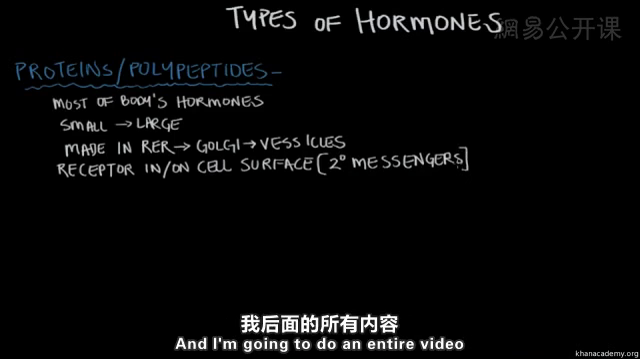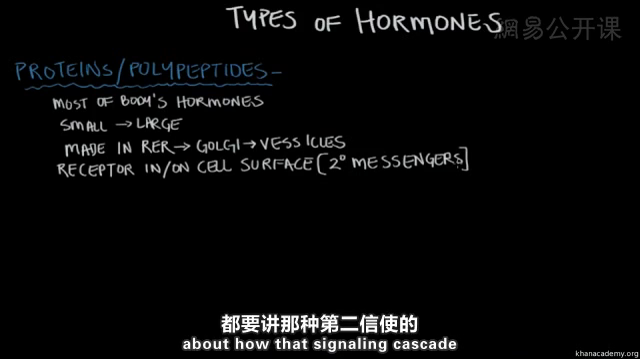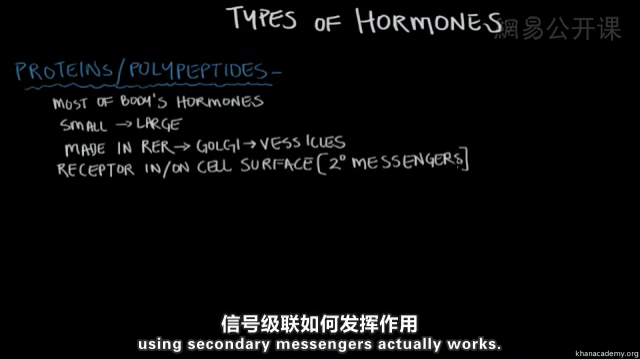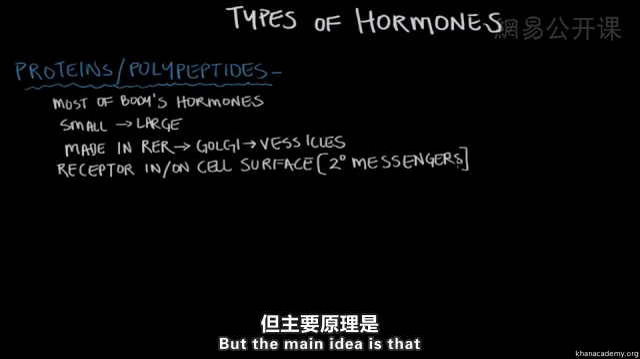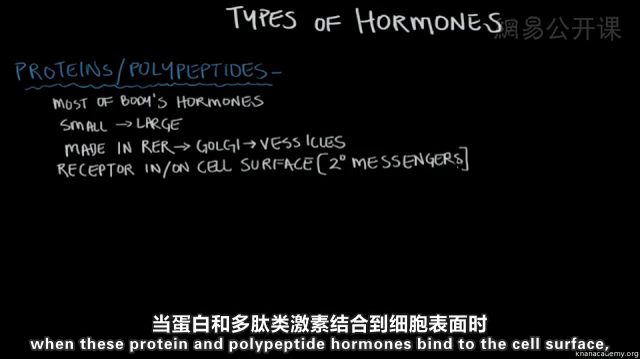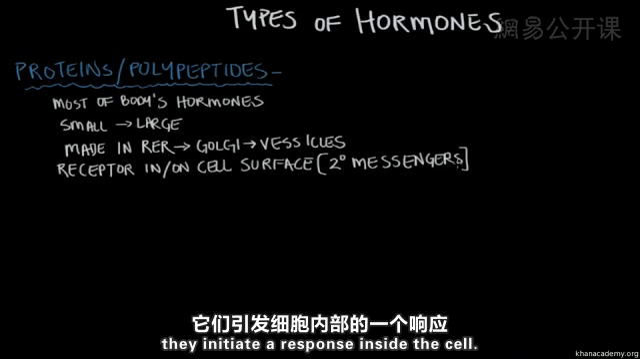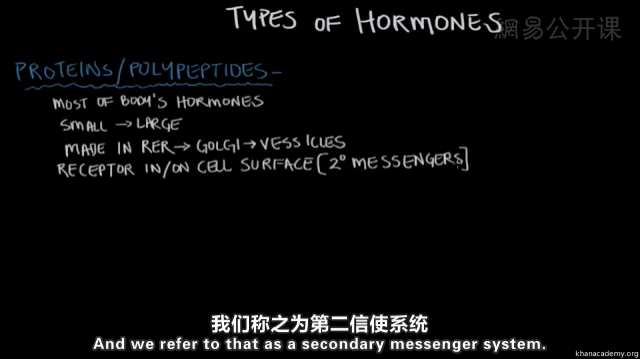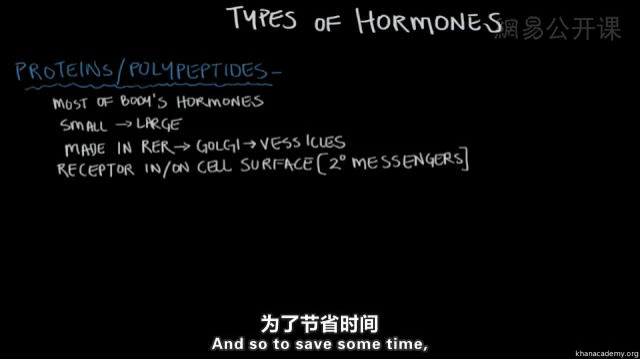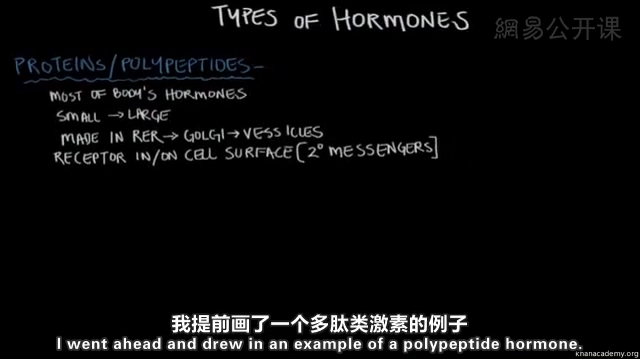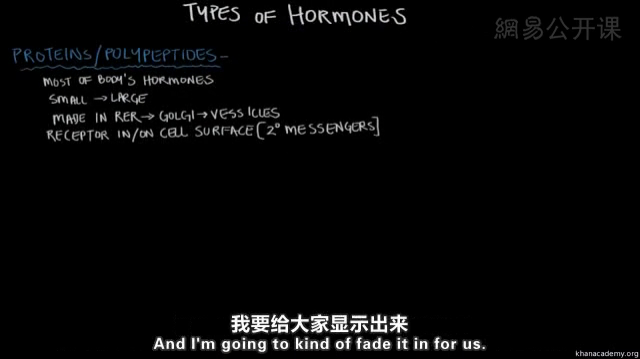And I'm going to do an entire video about how that signaling cascade using secondary messengers actually works, but the main idea is that when these protein and polypeptide hormones bind to the cell's surface, they initiate a response inside the cell, and we refer to that as a secondary messenger system. And so to save some time, I went ahead and drew in an example of a polypeptide hormone, and I'm going to fade it in for us.